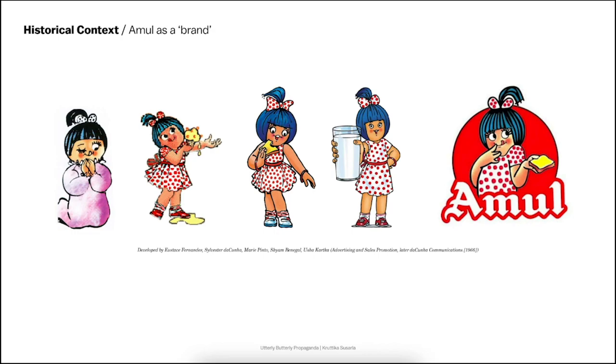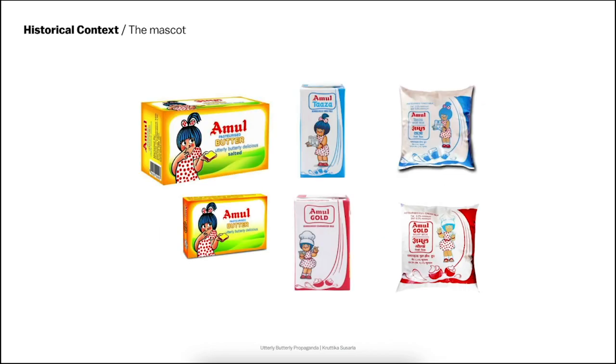Eustace Fernandez and Sylvester Dacona, along with a team of filmmakers, writers, and art directors, designed the Amul mascot in 1966. She appeared on product packaging and ads with the tagline "Utterly Butterly Delicious." She was an instant hit with children and homemakers in urban India. The Amul girl was definitely not the first advertising mascot, but she was the first one with a personality. She increased the brand's visibility.